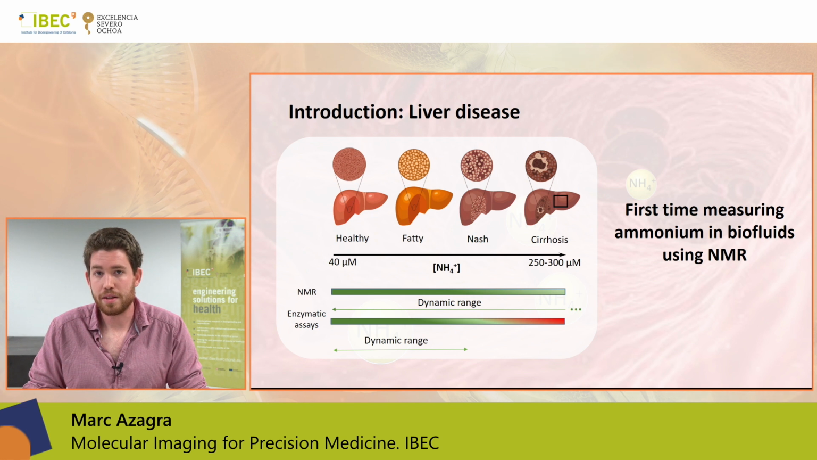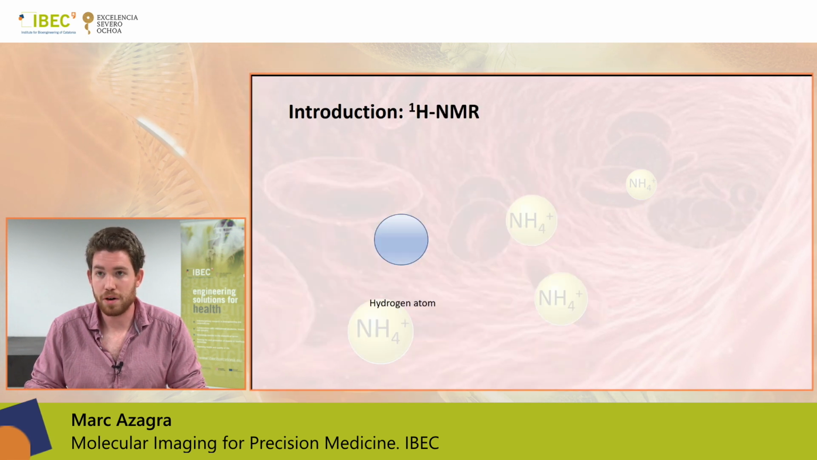As I said, in healthy subjects, the ammonium concentration is about 40 micromolar, but this concentration can be increased up to 250 or even 300. With NMR, we've seen that the dynamic range is quite wide. Enzymatic assays have some limitations, and their dynamic range is quite limited. So this is the first time measuring ammonium in biofluids using NMR.